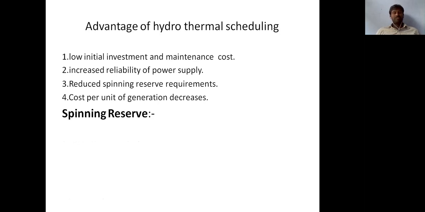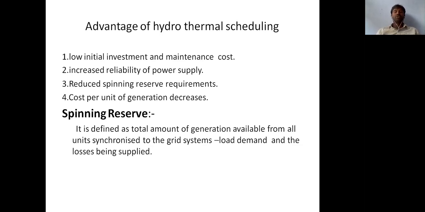Next, one of the points in this advantage is reduced spinning reserve requirements. What is meant by spinning reserve? It is defined as the total amount of generation available from all the units synchronized to the grid system, minus the load demand and the losses being supplied.